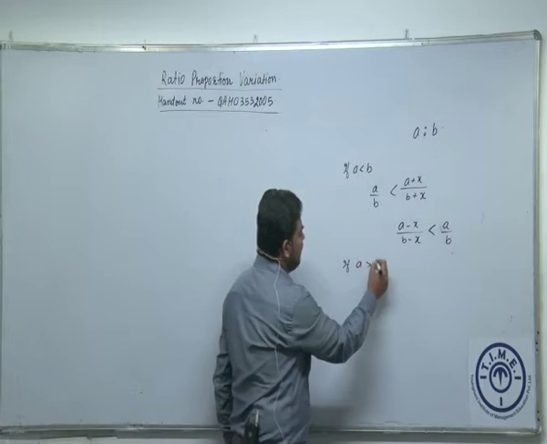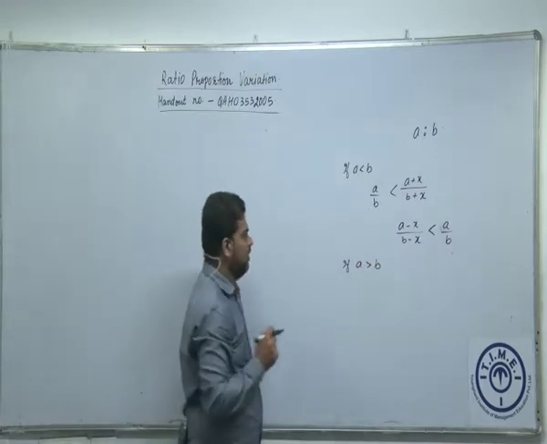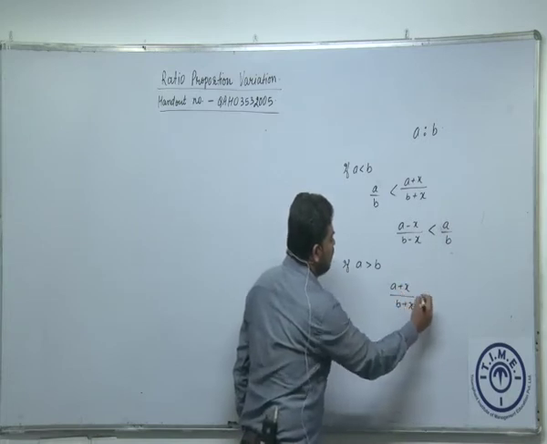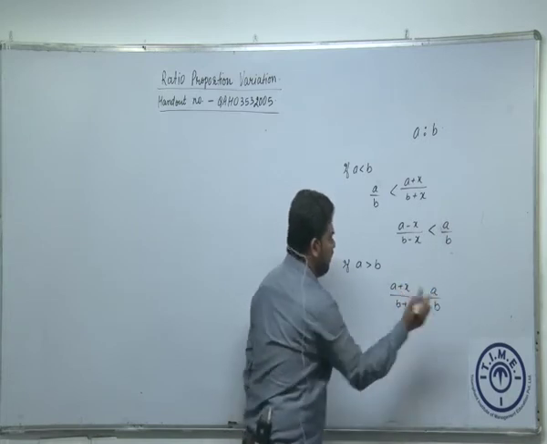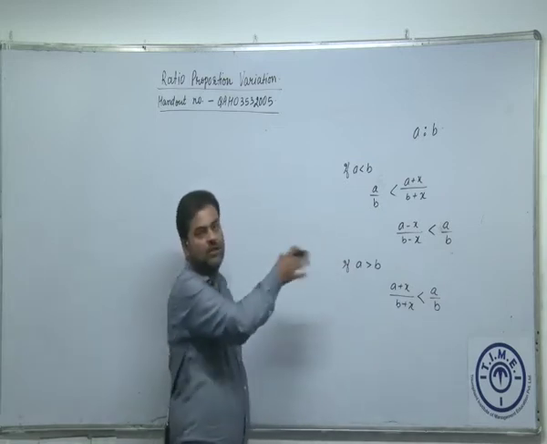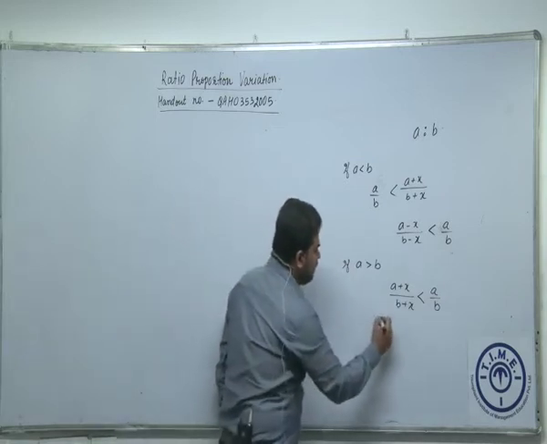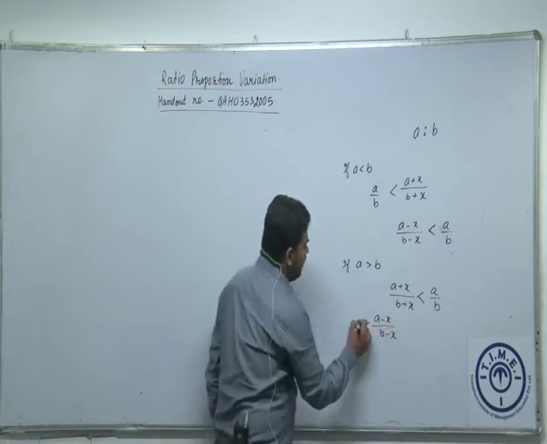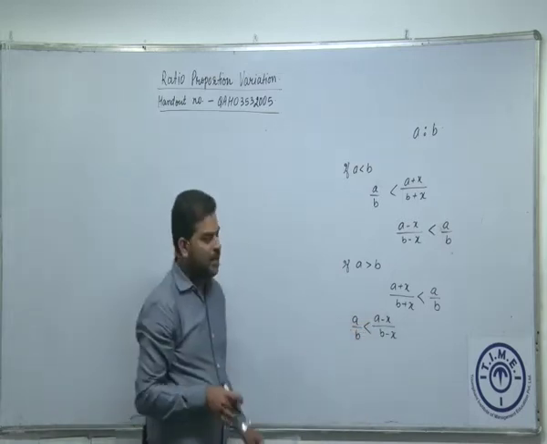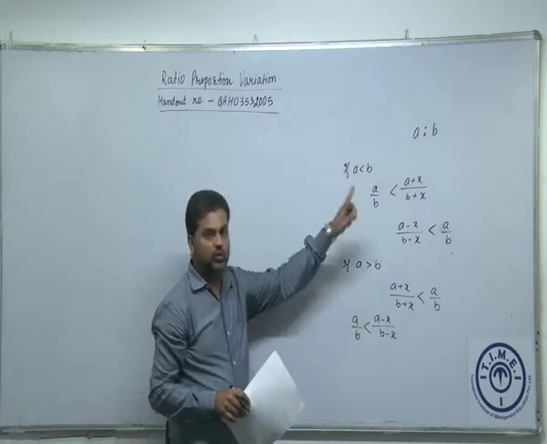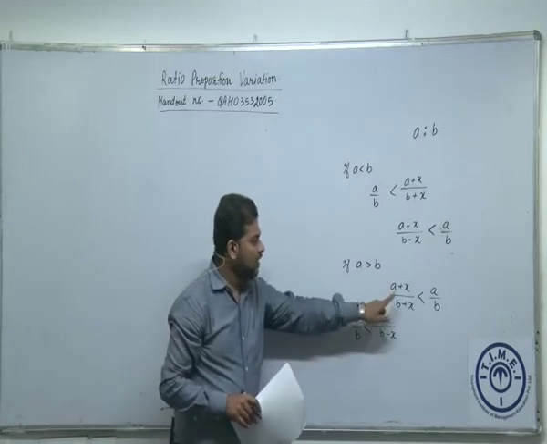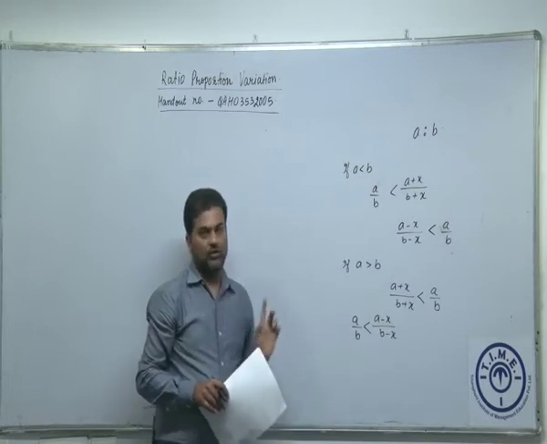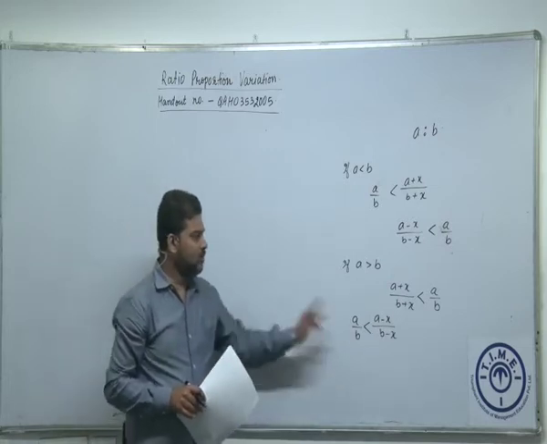If A is greater than B, then what will happen? In this case, (A plus X) over (B plus X) will be less than the original ratio A by B. The exact reverse thing will happen here. And if we have (A minus X) by (B minus X), that will be greater than A by B. So if A is greater than B in the ratio A is to B, then adding a constant will decrease the value of the ratio and subtracting a constant will increase the value of the ratio. I hope this part is clear.